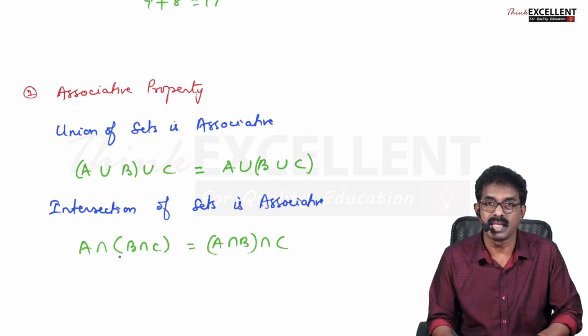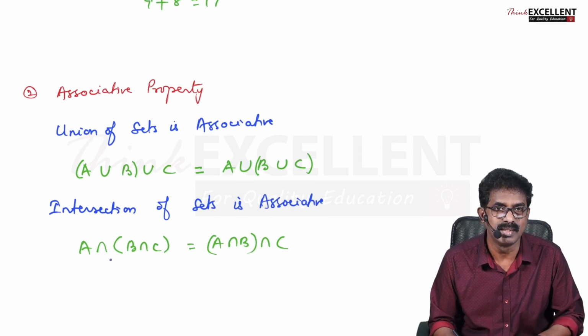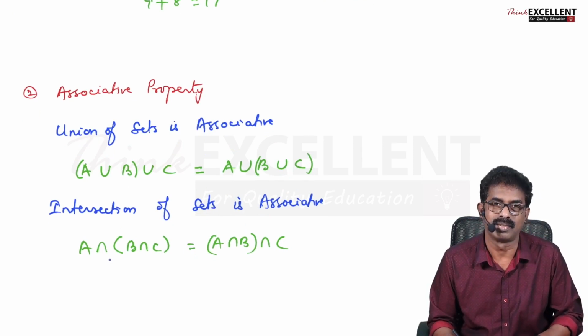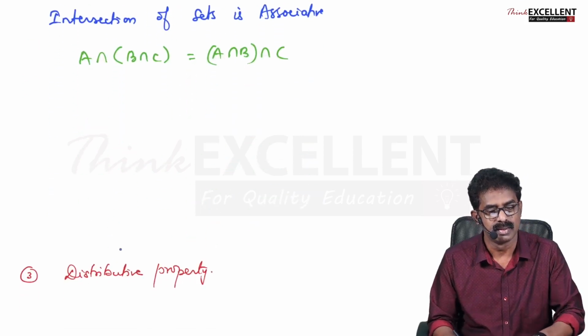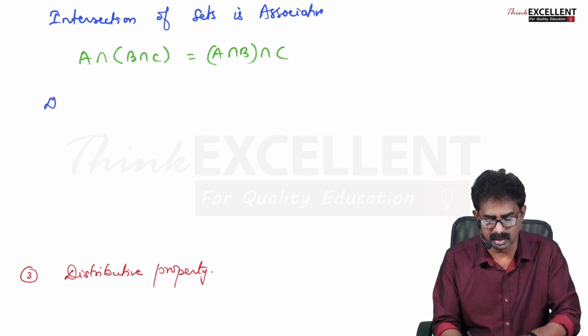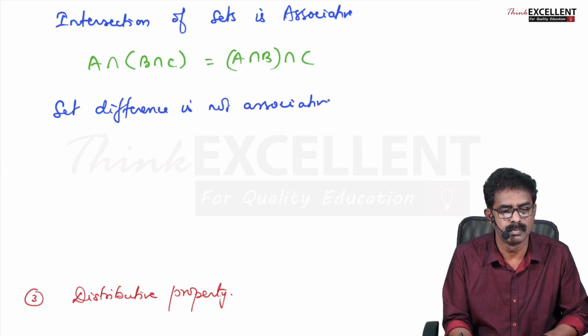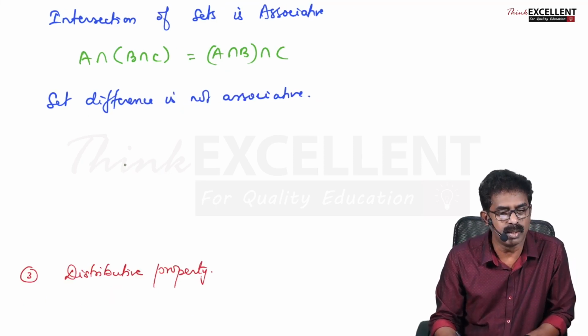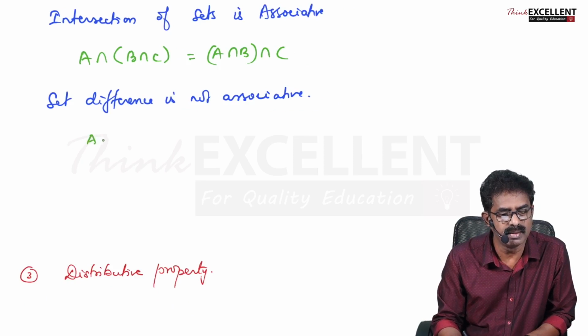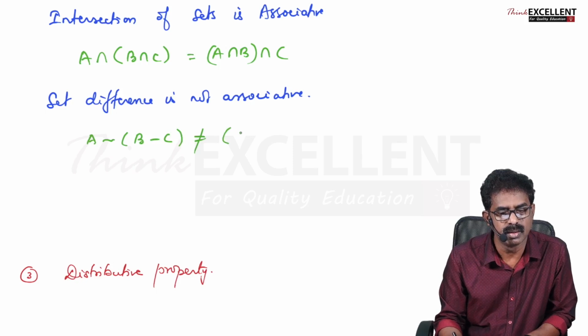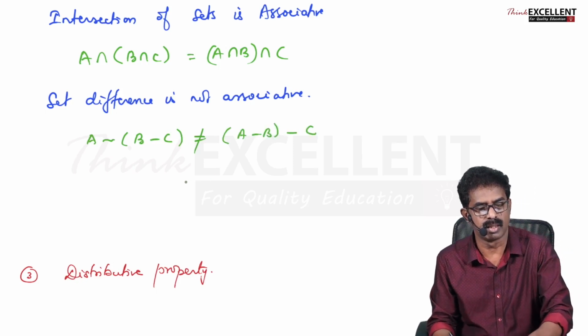Here also, is set difference associative or not? It is not associative, okay? Set difference is not associative. So how can you write this symbolically? A difference, B difference C is not equal to A difference B, difference C. So hope you understood all these things.